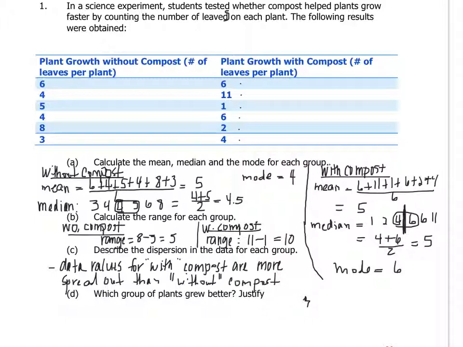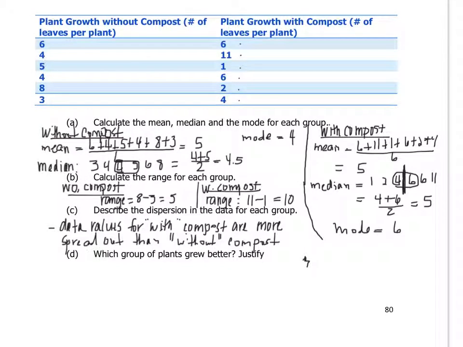And which group of plants grew better? And again, you kind of have to look at all the data. Like they both had the same mean. Median was close, 4.5 for without compost and 5 for with compost. And their mode though was a little bit different. The mode for without compost was 4 and with compost was 6. And the range was also different. The range without compost spanned over 5 values, whereas the range for with compost spanned over 10 values.